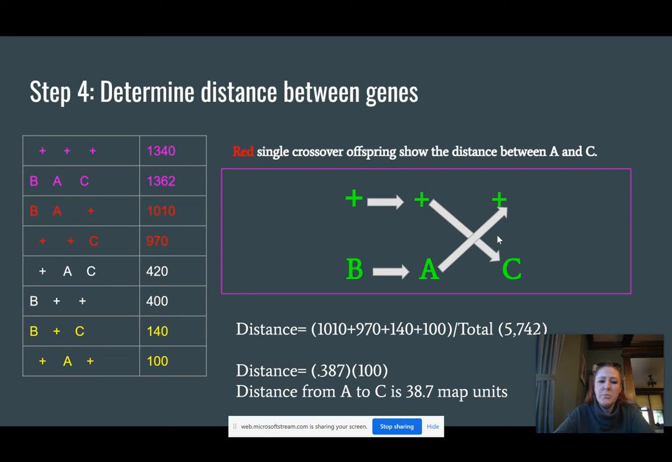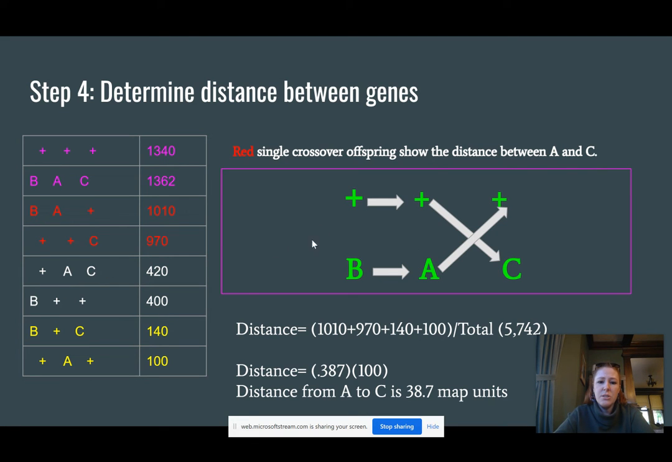Once we've determined that the gene in the middle is A, I like to rewrite all of the types here just for ease of reading so that the A's are always in the middle. Otherwise, I get confused about which one is which and where things are supposed to go. So I've rewritten this frequency chart with the A gene in the middle, since that's where it belongs.